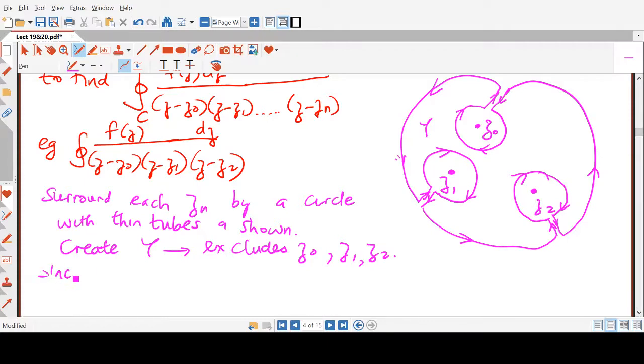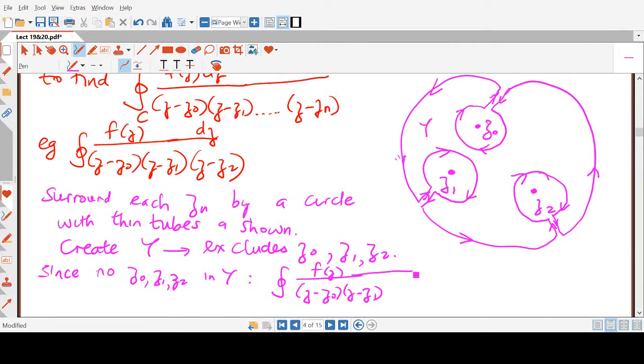Now, since there's no z0, z1, z2 in gamma, the contour integral of f of z over z minus z naught, z minus z1 into z minus z2 dz will be 0. That's the Cauchy-Goursat theorem. It's a complete curve. The contour integral is 0 because inside there are no bad boys. The Cauchy-Goursat theorem tells us that the contour integral is going to be 0.